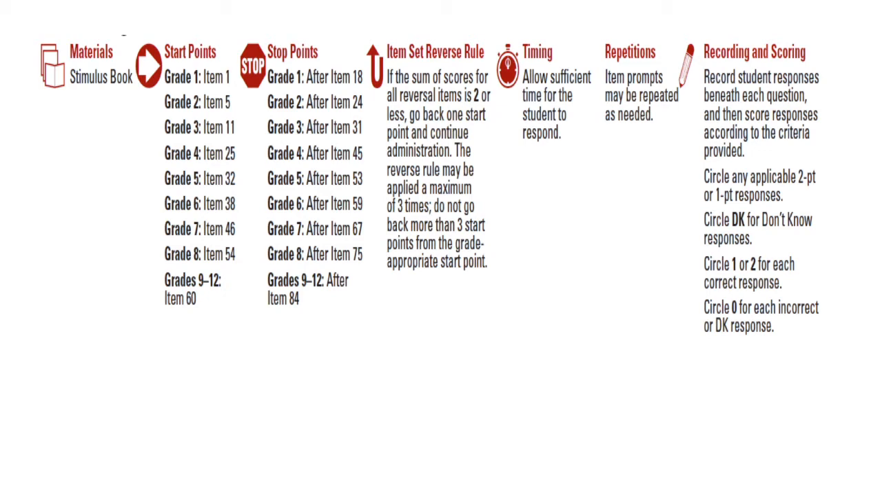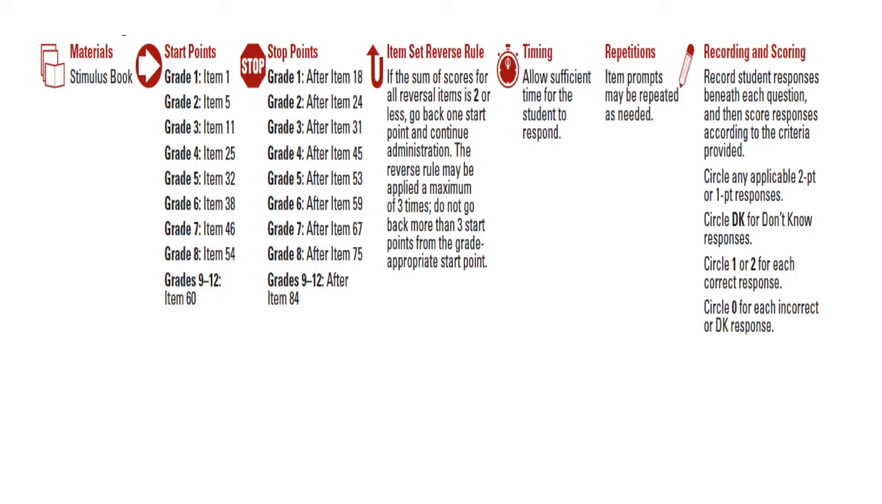Okay, it'll also tell you where to start and where to stop. So in this example, you see that students who are in the fourth grade start on item 25, and fourth grade students stop after item 45. So those are the general start points and stop points.